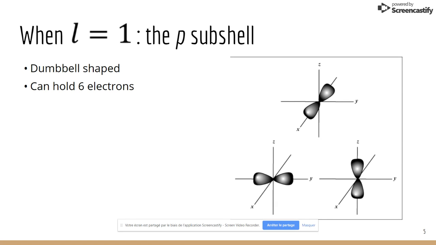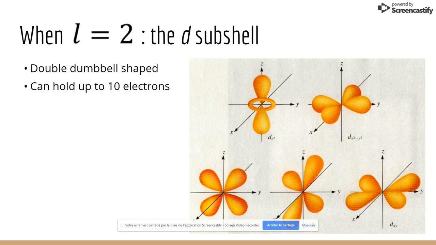Pause here. You only need one of the 3 pictures and you don't have to label axes. So when l is equal to 1, that means that m sub l is equal to -1, 0, or +1. Each one of those can have plus 1/2, minus 1/2. So there's up to 6 electrons that can be held within the p subshell. The p subshell is dumbbell shaped. Pause here. You don't need to draw the pictures.